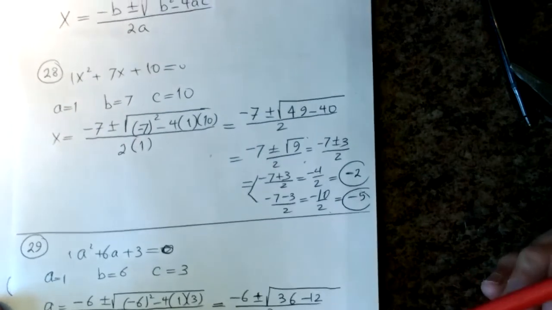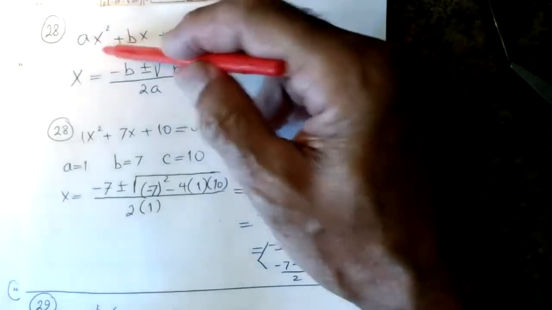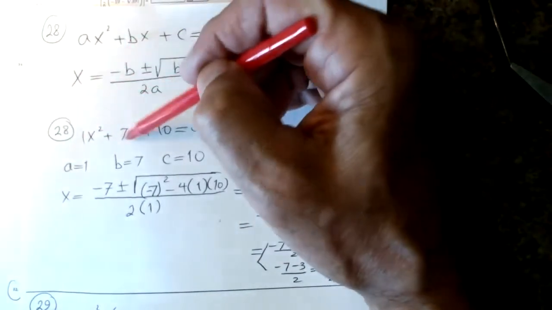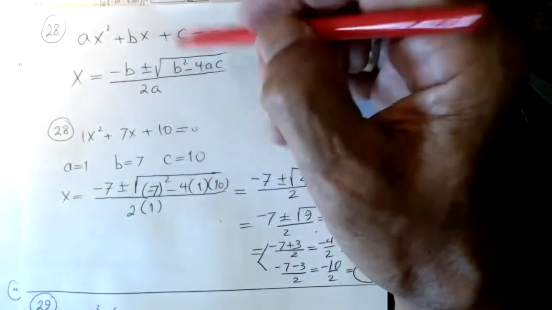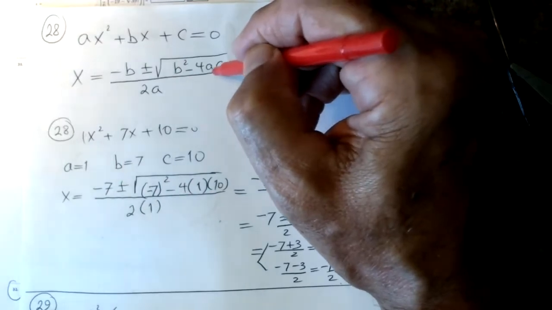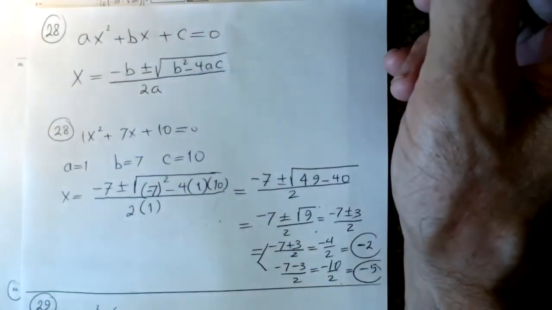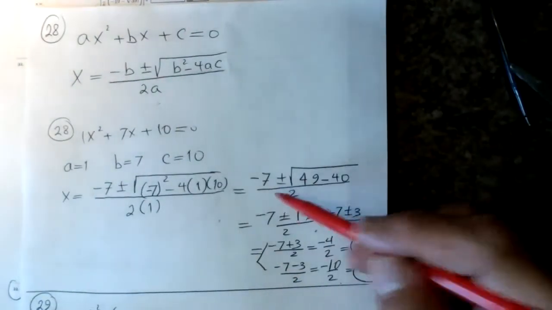See what I did, I wrote the problems, and I wrote the formula on the top, so you could actually see that A is 1, B is 7, C is 10. All I need to do is take all the numbers and plug them in here. And remember, this line goes all the way to the end. The whole thing is over 2A, okay? Here.